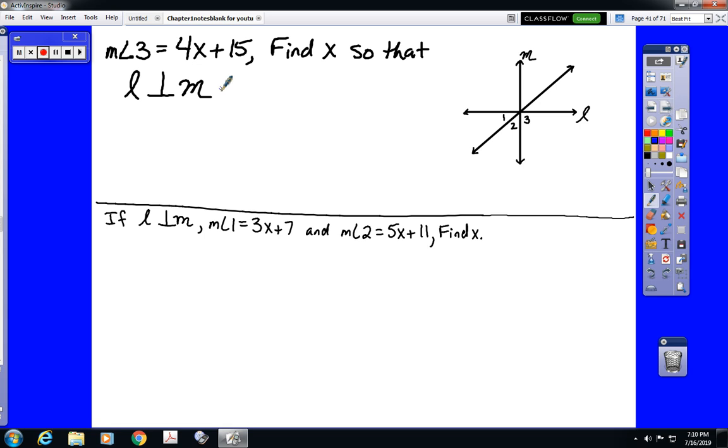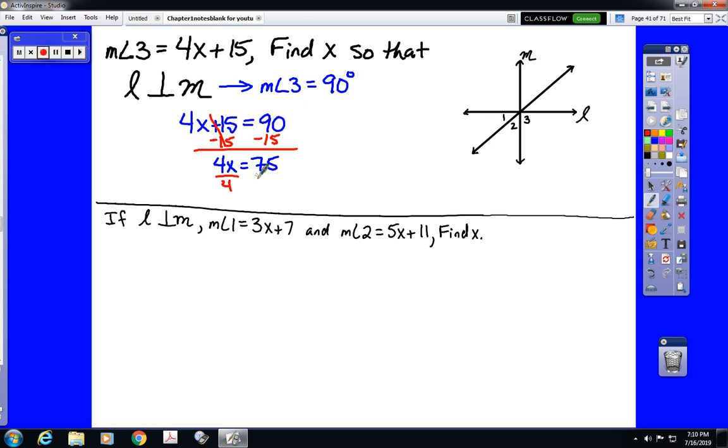Well, if L is perpendicular to M, that would imply that angle 3 is a right angle, a 90-degree angle. So what we do is we take 4x plus 15 and we set it equal to 90. And we solve that resulting two-step equation for x. So we would start by subtracting 15 from each side, which gives us 4x equals 75, and then we would divide by 4.